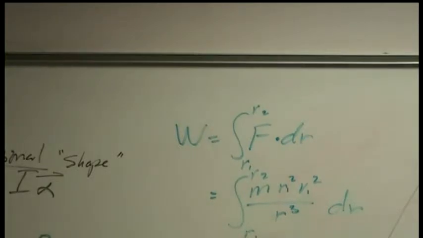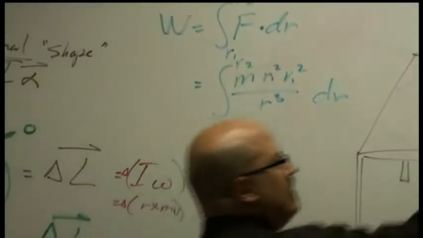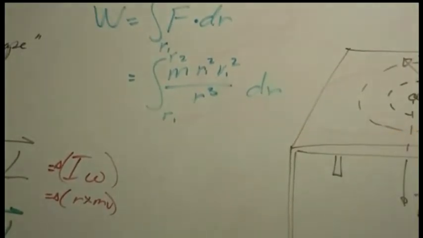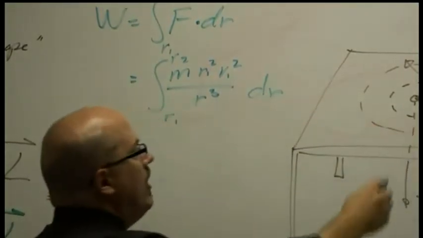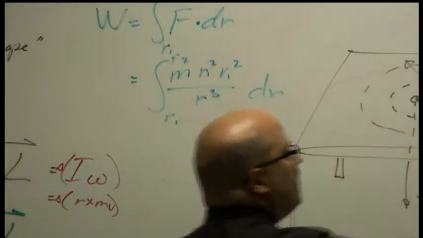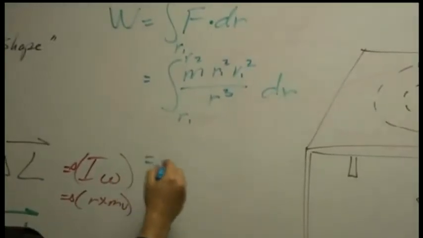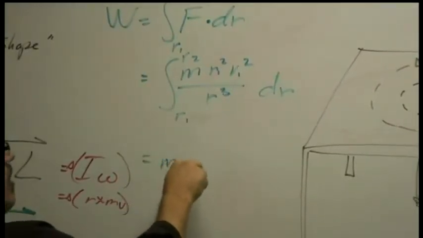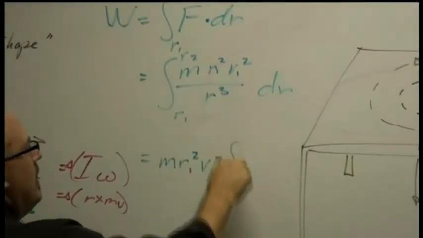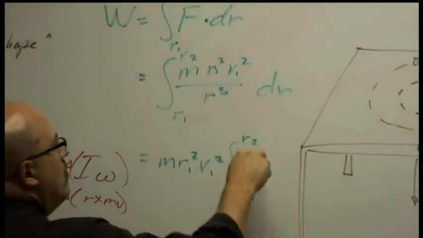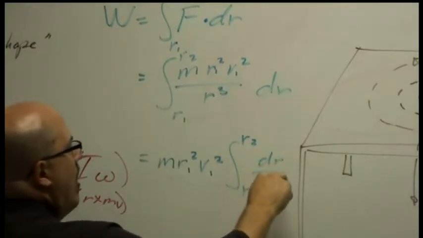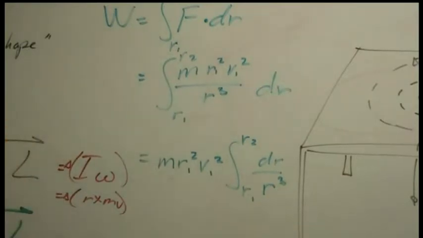So instead of it being exactly what the tension is at this spot, I've made this so that this is the tension anywhere. Okay? With these starting conditions. That starting radius with that starting velocity. All right, we got a bunch of constants. M R1 squared V1 squared integral R1 to R2 dr over R cubed. You can do that, right? It's not that big a deal.